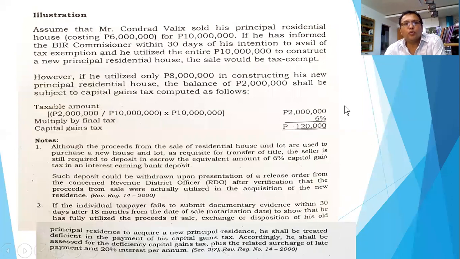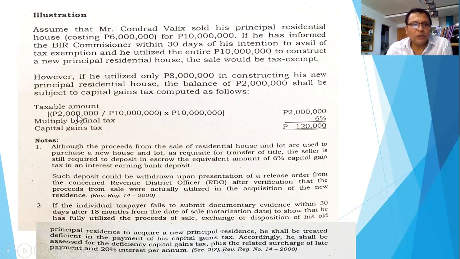So for example, assume that Mr. Conrad Valex, this is the author, sold his principal residential house costing 6 million for 10 million pesos. If he has informed the BIR commissioner within 30 days of his intention to avail of tax exemption and he utilized the entire 10 million to construct a new principal residential house, then the sale would be tax exempt. However, if he utilized only 8 million in constructing a new principal residential house, then the balance of 2 million shall be subject to capital gains tax computed as follows.